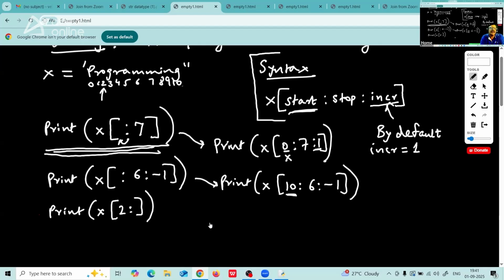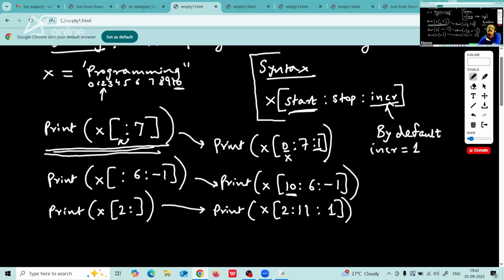It's very clear that we want to start from second index and increment is +1, but we have not told Python where to stop. Then Python will stop at the last index. So actually, this is the same as writing print X 2 colon 10. Oh, I'm so sorry, 11. 2 colon 11 colon 1. Yes, I have to write 2 colon 11, because if I write 2 colon 10, then it will reach only 9.